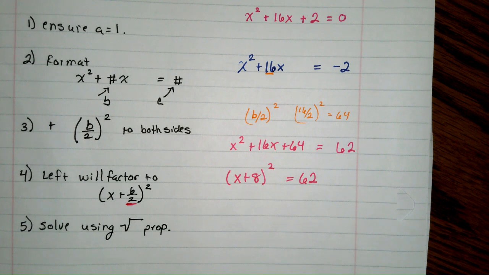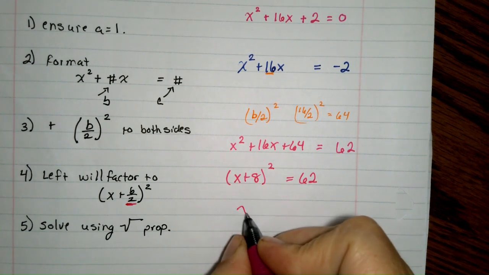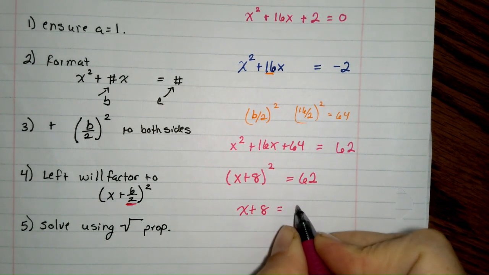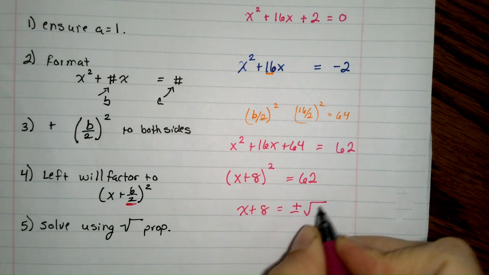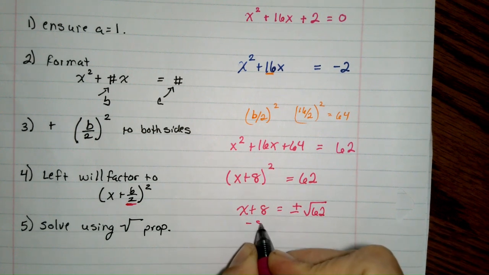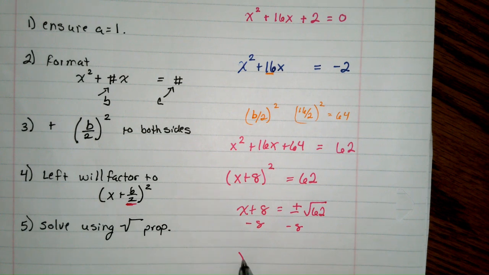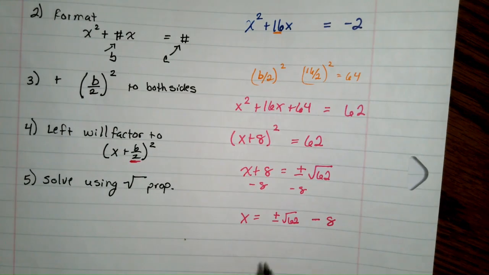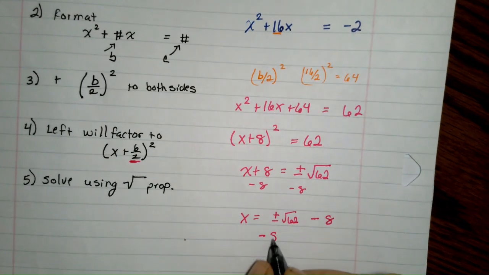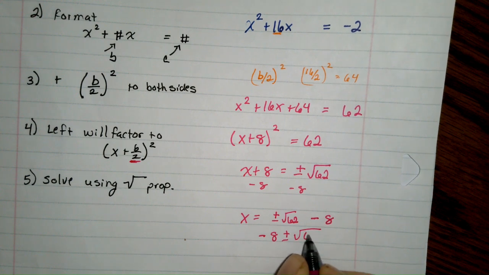And now we're going to solve using the square root property. So square root both sides. Don't forget the plus or minus. And subtract 8. Now I could write this as plus or minus root 62 minus 8, but I like to write it negative 8 plus or minus root 62.